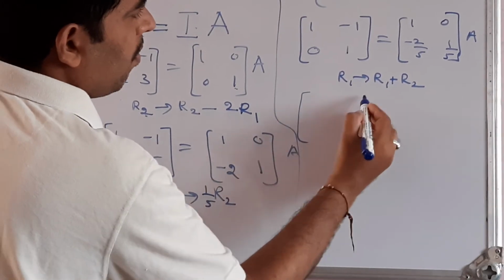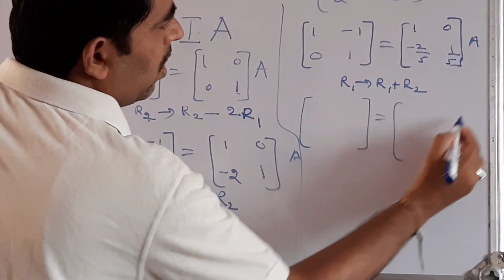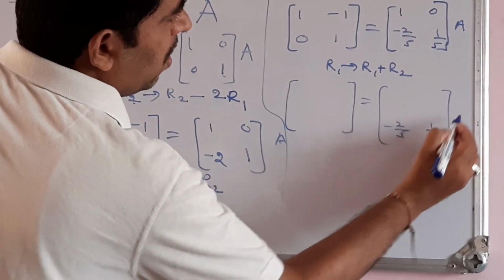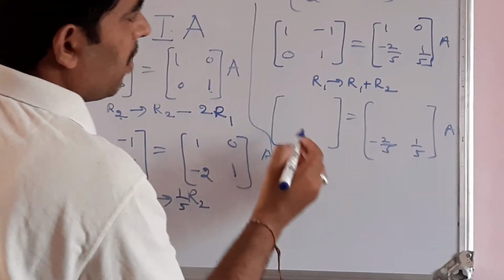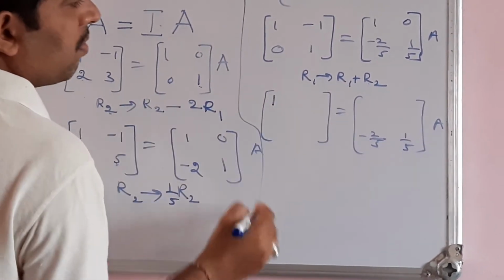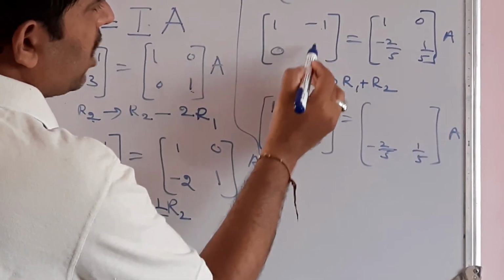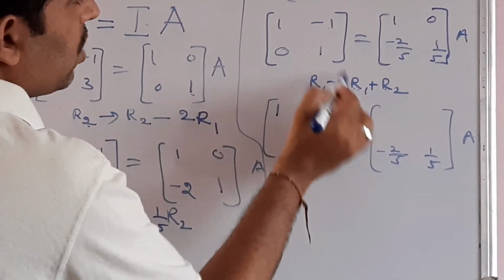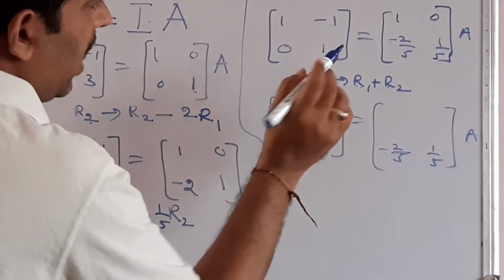This gives me, so I will write this second row. See, second row as it is, minus 2 by 5, 1 by 5. See 1 plus 0, R1 plus R2. 1 plus 0 it is 1. Then minus 1 plus 1, see, minus 1 plus 1 it will be what? 0. So R1 changes to R1 plus R2. So we will write second row as it is.